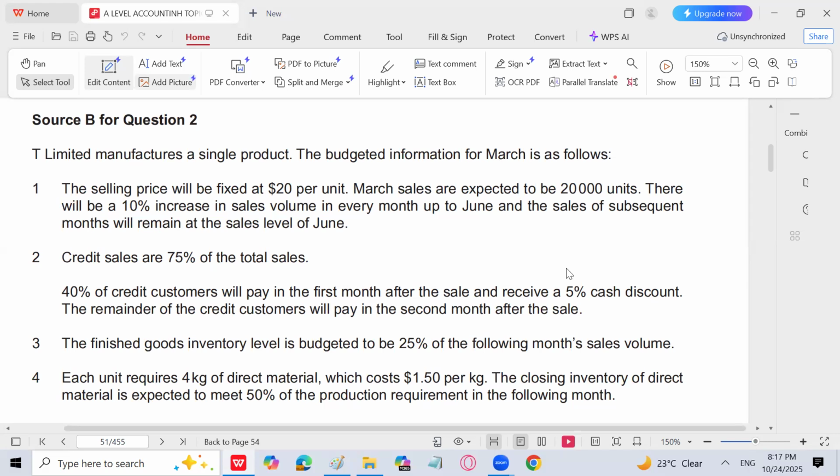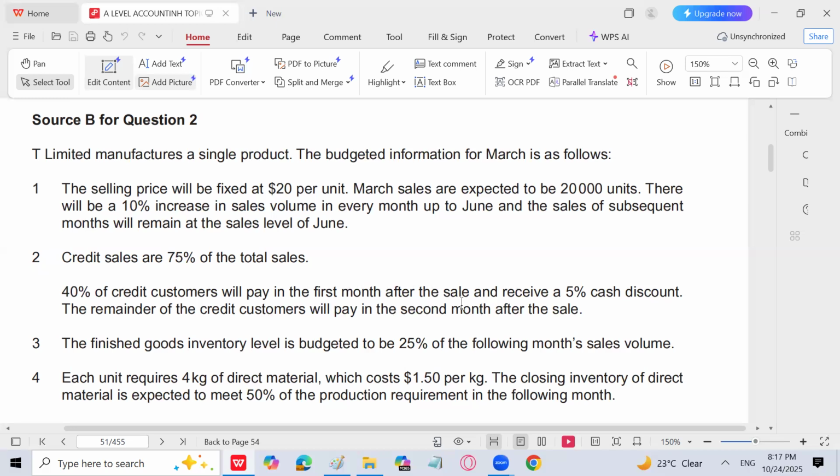There will be a 10% increase in sales volume in every month up to June, and the sales in subsequent months will remain at the same level of June. So it means that in March, the units sold are 20,000, then it will increase by 10% in April, May, and June. But after June, it will remain the same, whatever it is going to be. Credit sales are 75% of the total sales. So it means that 25% are cash sales and 75% are credit sales.